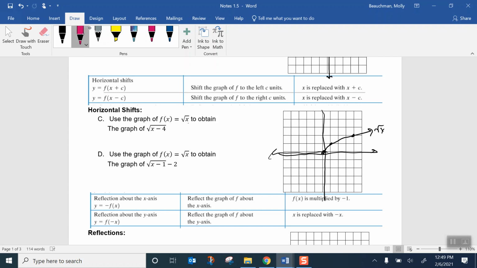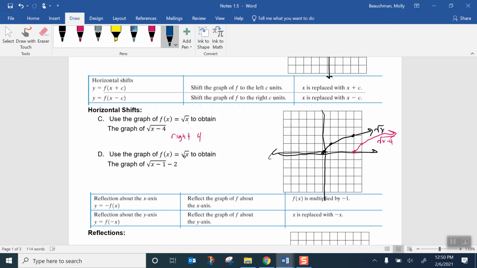If we're going to graph the square root of x minus 4, this actually moves your entire graph to the right 4. The shape doesn't change, but each of these points moves 1, 2, 3, to the right 4 spaces. So the graph looks the same, but it's moved to the right. And notice we're subtracting inside with the x, not outside of the function.